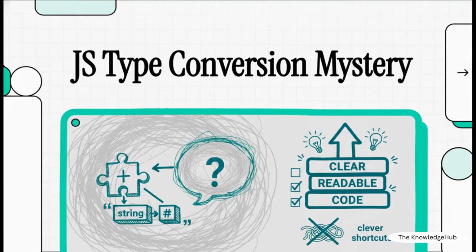All right, let's dive into one of the most interesting parts of JavaScript. It's automatic type conversion. It's one of those things that can make you scratch your head whether you're just starting out or you've been coding for years. But don't worry, by the end of this, we're going to make sense of it all.